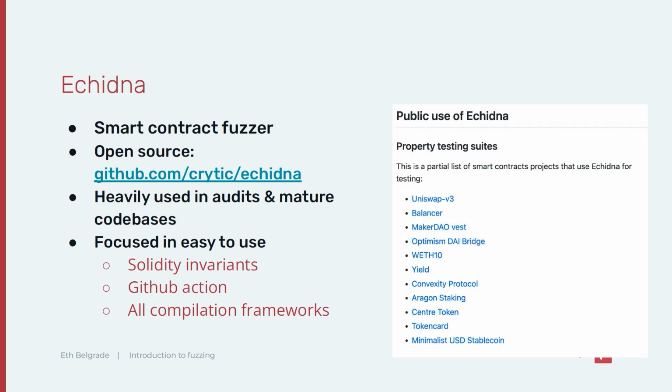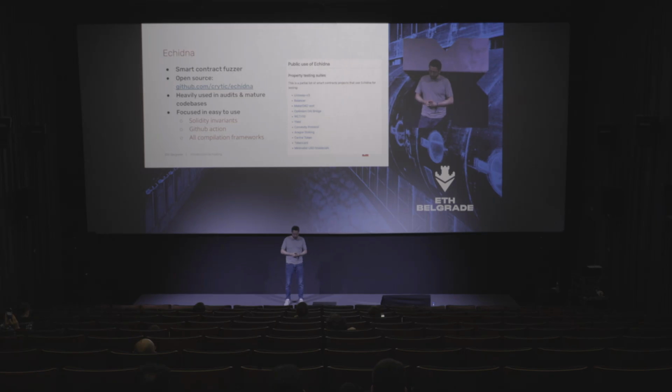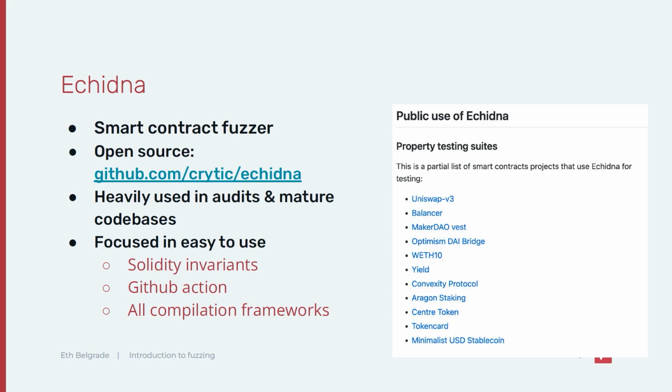Echidna. So Echidna is our open source and free smart contract fuzzer. We have been working on it for probably 5 to 6 years now. It's a fuzzer that we have heavily used in most of our audits and also by some of our clients. You can see a couple of.